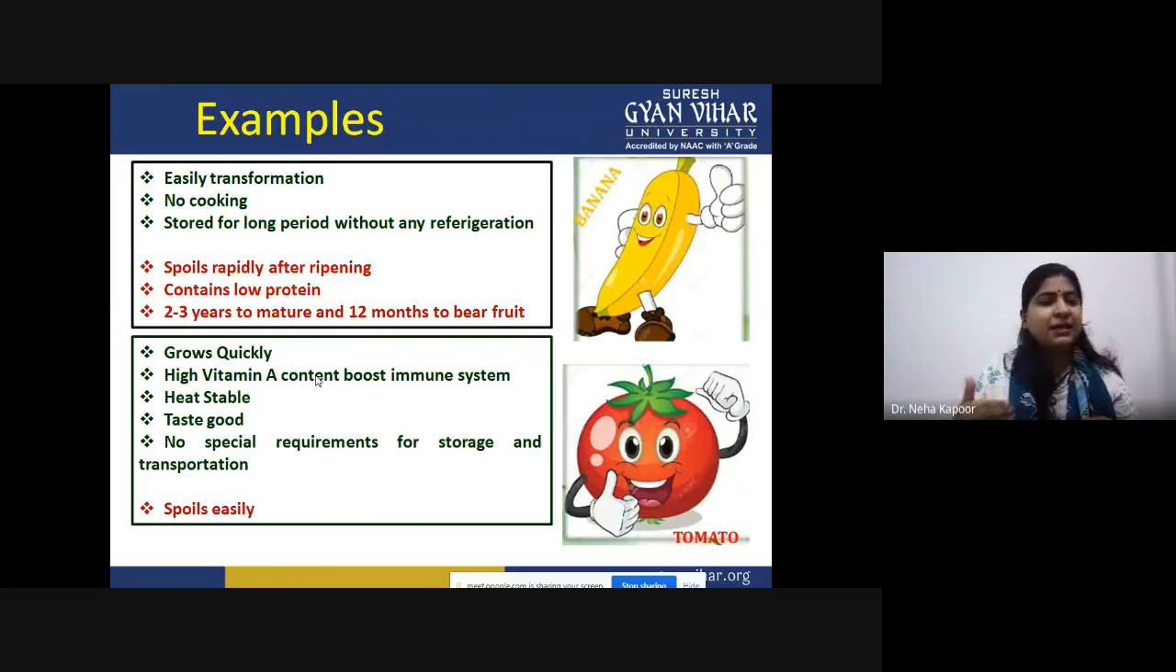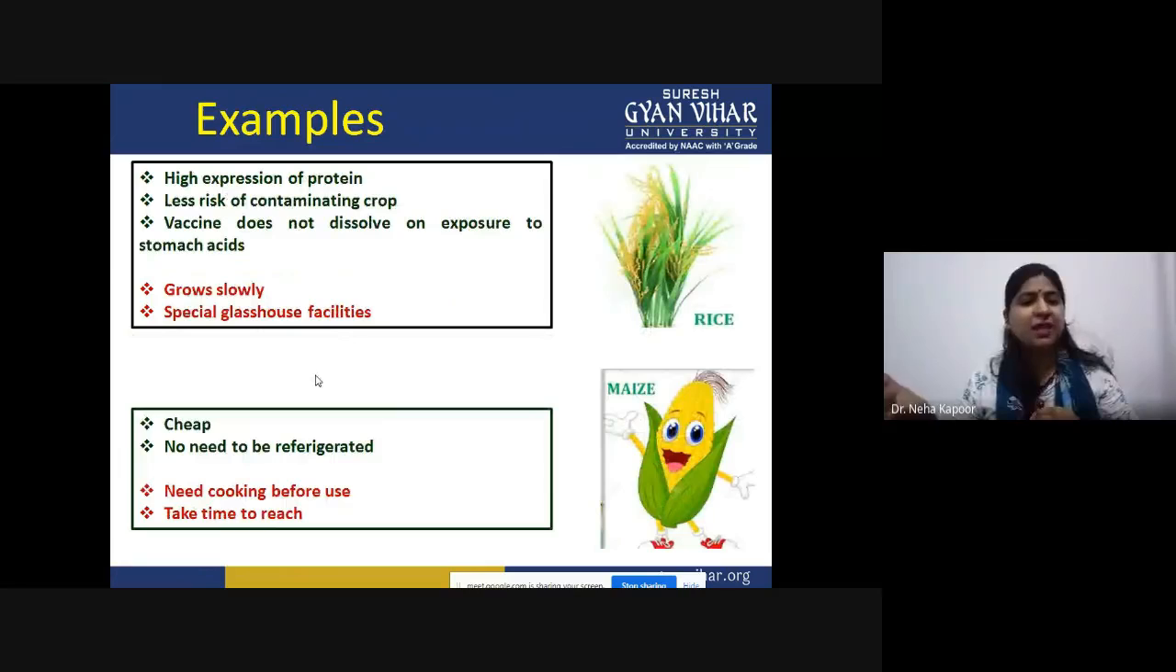Next is rice. There is high expression of proteinaceous content. There is very low risk of contamination. The vaccine will also not dissolve on exposure to stomach acids. However, there are only two disadvantages: the growth rate is slow, and you need special glass house facilities or special requirements to grow this crop.